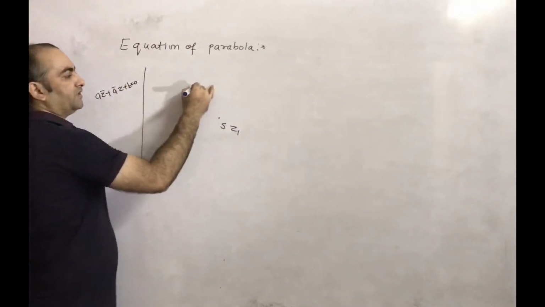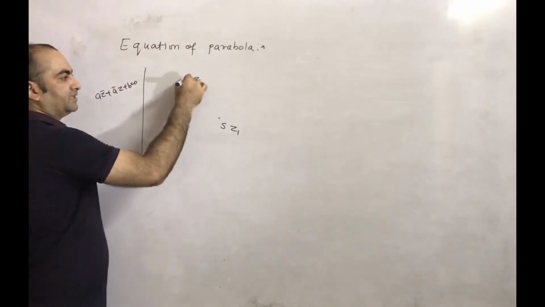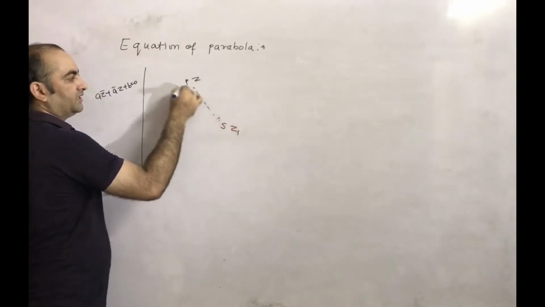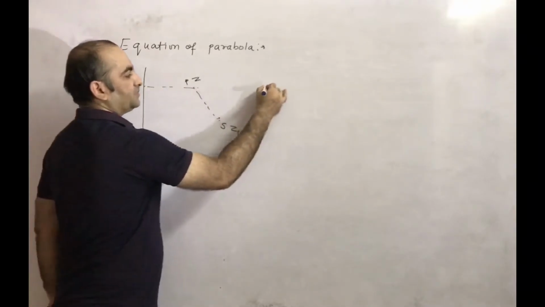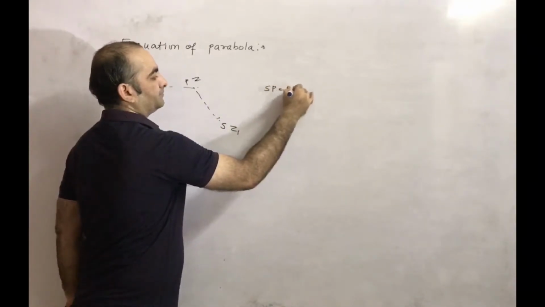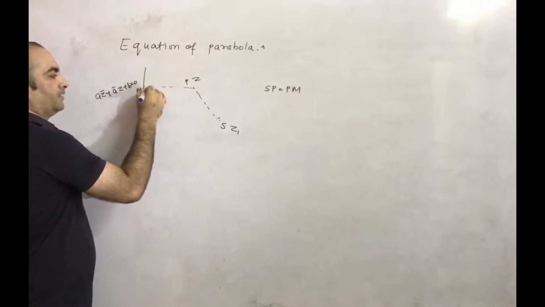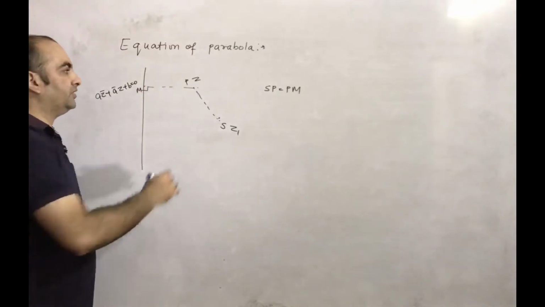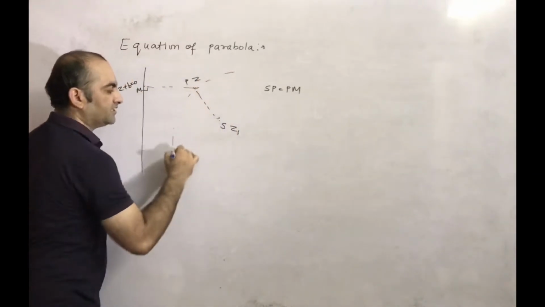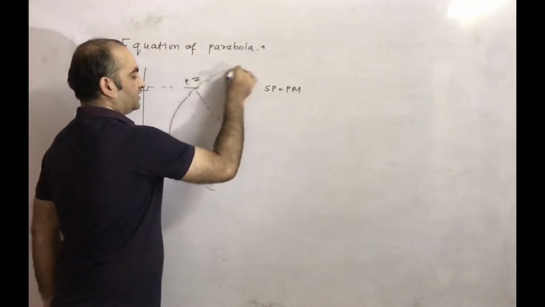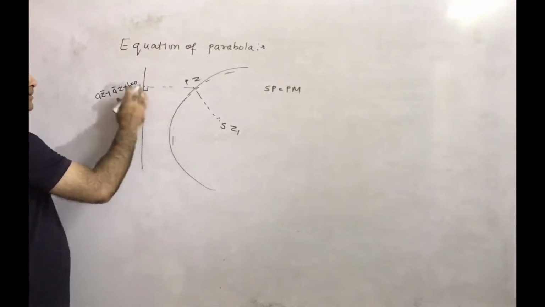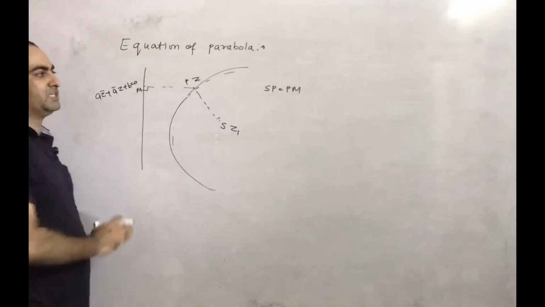Then there is one variable point, point P. It will move in such a way that SP equal to PM, where this is point M. It moves such that the distance from a fixed point is equal to the perpendicular distance from the fixed line. So SP equal to PM.